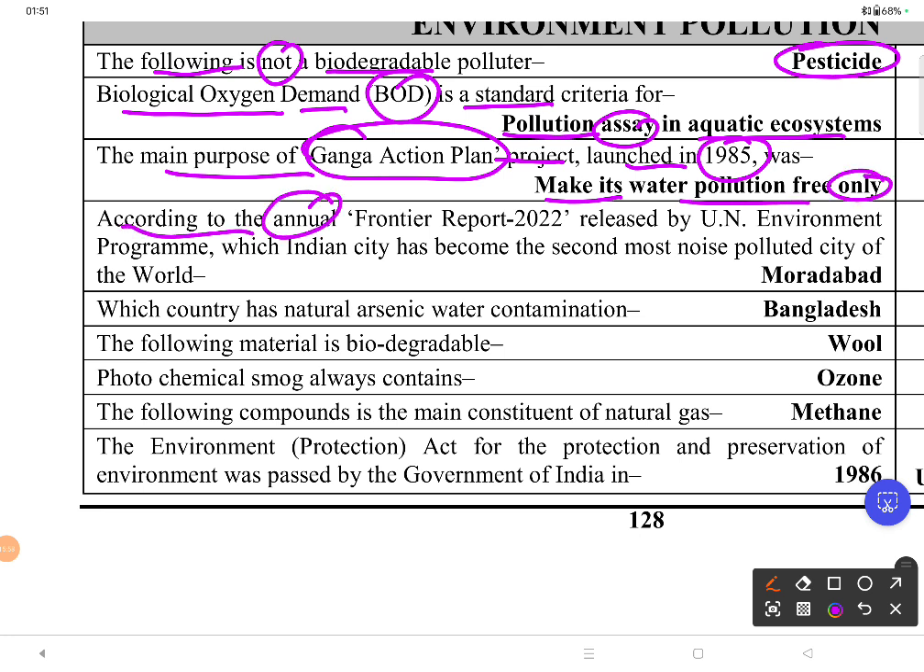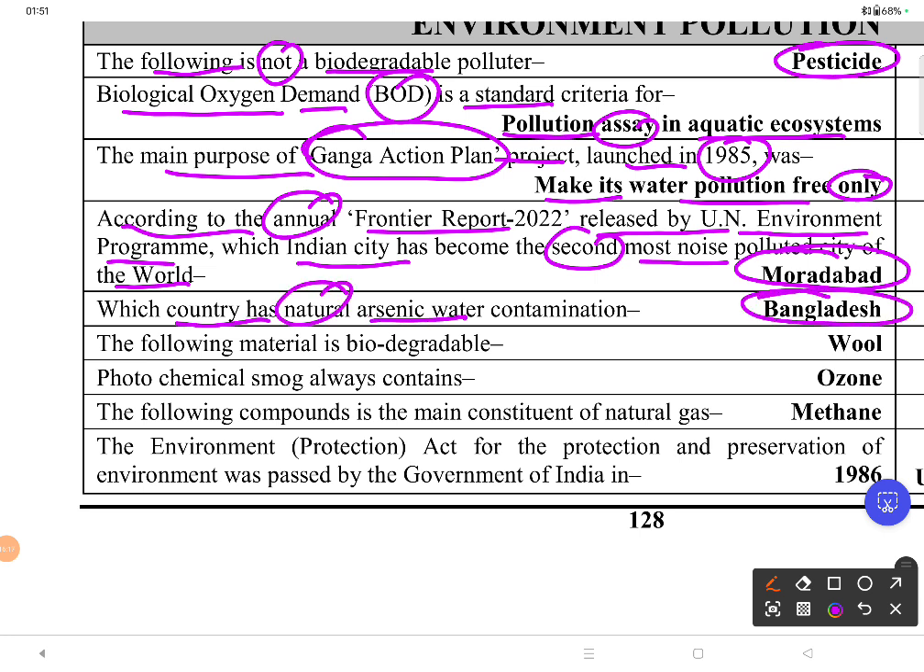According to the annual Frontier Report 2022 released by the UN Environment Program, that is UNEP, which Indian city has become the second most noise polluted city of the world? Moradabad. Which country has natural arsenic water contamination? Bangladesh. The following material is biodegradable: wool.